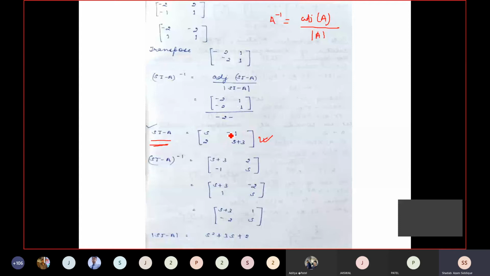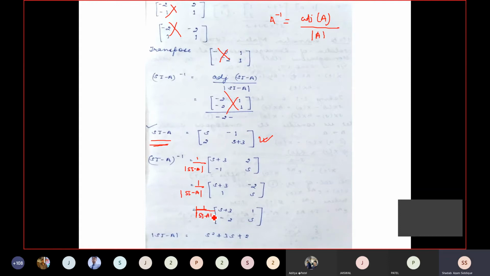So what will happen? This is the (sI minus A) inverse. So it is written in its own method. So this is wrong. So now (sI minus A) inverse will give you the determinant, again it is not written here. So 1 by determinant of sI minus A. Okay, 1 divided by the determinant of sI minus A.